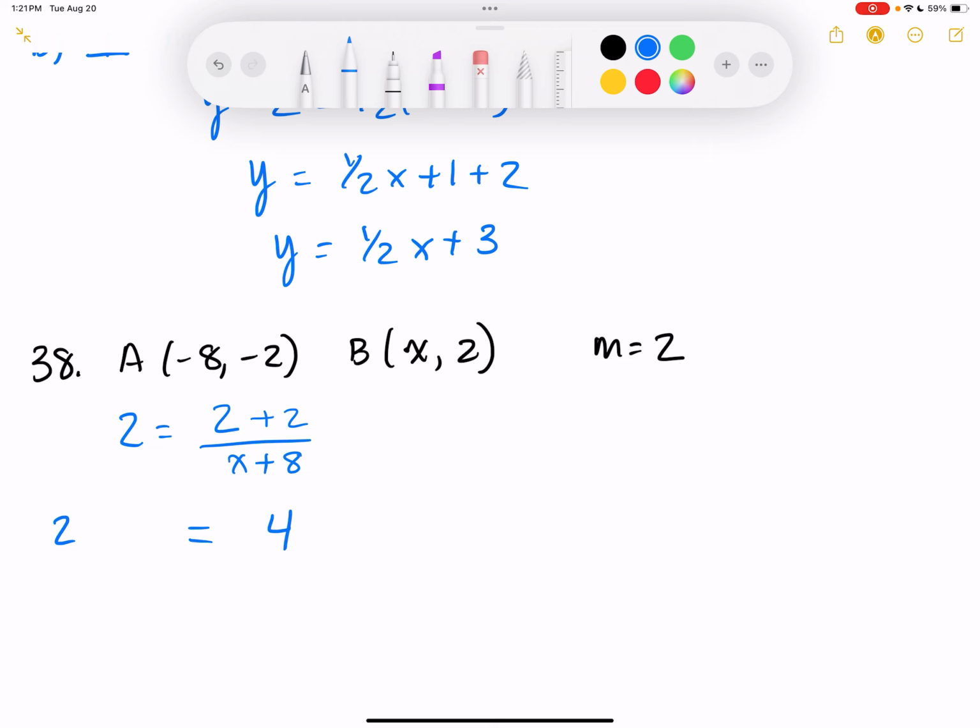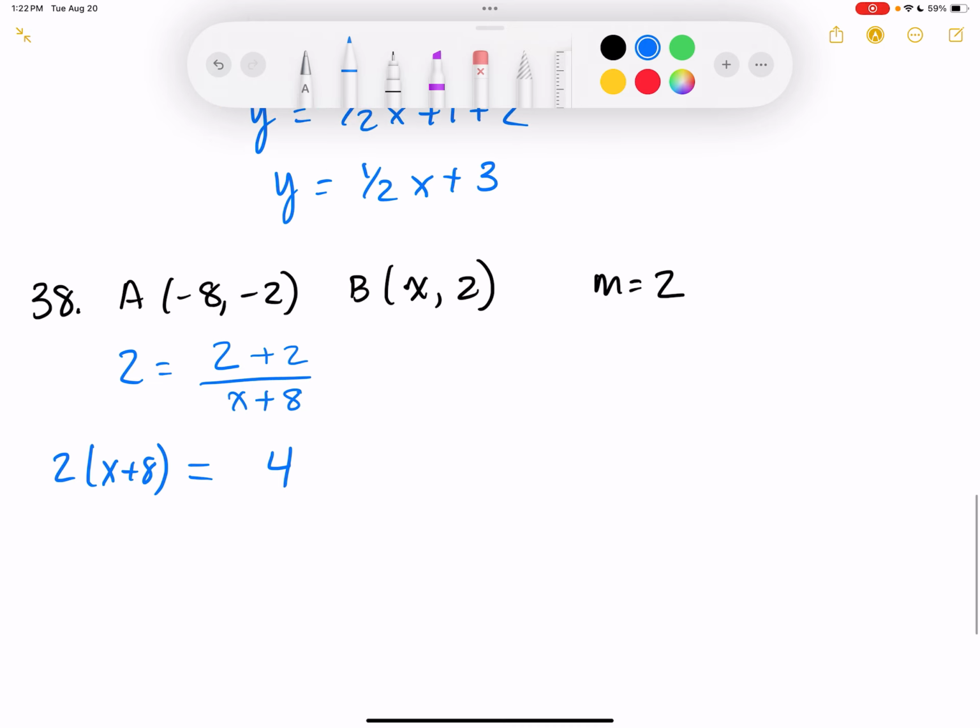Now we multiply by 2. I'm going to do this to save writing an extra step. What else can I do? I don't have to distribute. Divide by 2, cancel it out. I'm just trying to make life easier. And now I can subtract the 8, so x is equal to negative 6. And that's it. Wow.